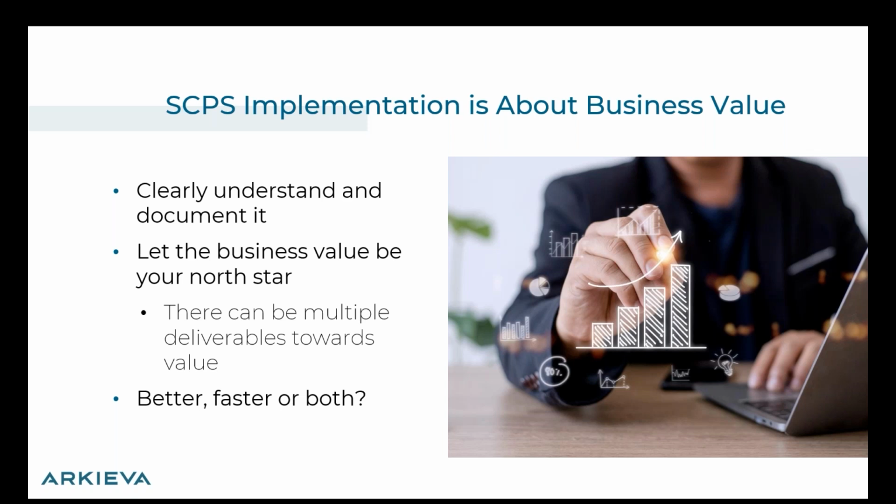So even though it's software and it's an IT project of sorts, it's very important to understand that this type of project is very much a business improvement project, a business transformation project. And so we need to understand and document the business value very clearly, and then use that document to be our North Star, to really guide us to where we are going. And certainly, as I said in one of the previous slides, there can be multiple deliverables towards value. It can be a list of things that we can do better, we can do faster, maybe both.